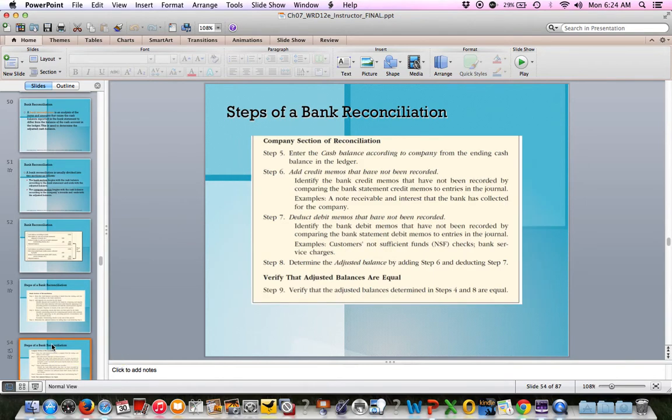Then we have the company side. Again, we start out with a cash ledger balance for cash. Add any credit memos, and we already showed what those credit memos were. The potentials are a note receivable or interest that the bank has collected for the company, or deduct debit memos, which basically are NSF checks or bank service charges, with a few other things too. That should give us the adjusted number that's the same as the book side. Okay, and that's step 9. Make sure that both sides have the same number.